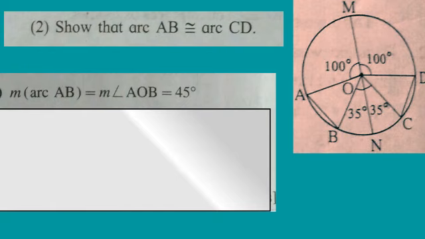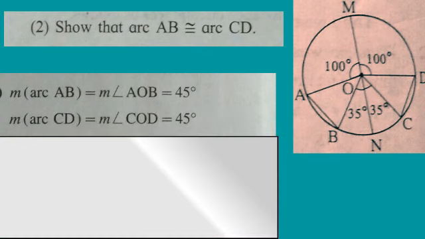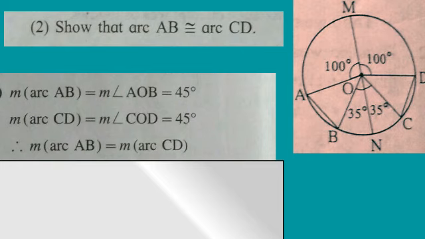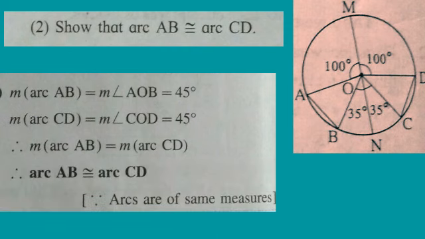Similarly with angle COD, the measurement of arc CD is equal to measurement of angle COD is equal to 45 degrees. Therefore, measurement of arc AB is equal to measurement of arc CD. Both have the same measurement, that is 45 degrees. Hence we got the answer, that is arc AB is congruent with arc CD because both the arcs are of the same measurement. Take the screenshot and write the answer.